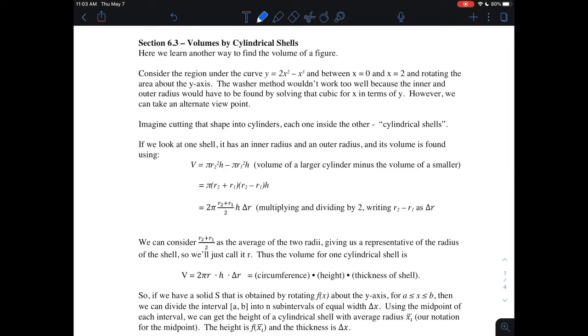Section 6.3, volumes by cylindrical shells. In this section, we're going to learn another method for finding the volume of three-dimensional shapes that are created when rotating an area around an axis.